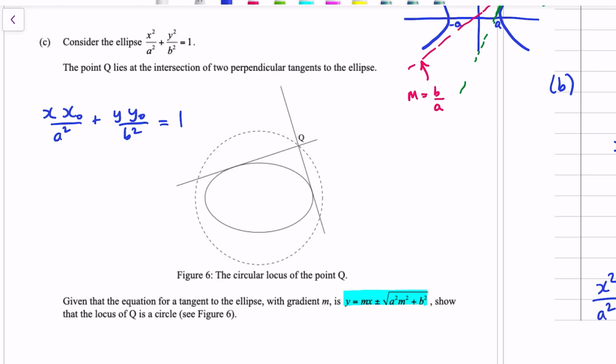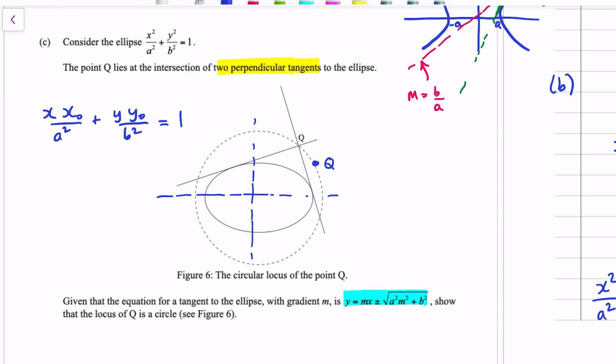The question's hard enough. So given that this equation is the tangent to the ellipse with gradient m, we're told that the two perpendicular tangents, meaning that we can find the other tangent by taking the negative reciprocal gradient, show that the locus of Q is a circle. We can easily find the equation of this circle. It's actually quite a cool little thing. If I put the axis down there and then consider what happens when Q is there.